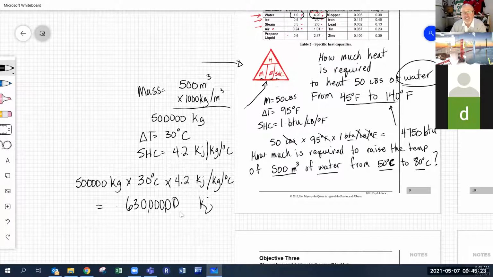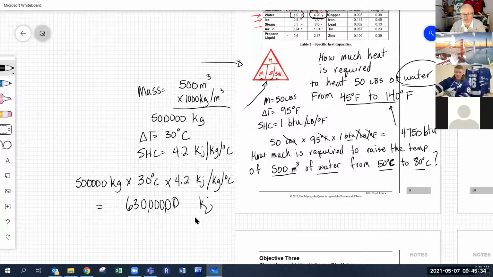No, well, this is the heat. I'm asking for how much heat. And the heat, when we're doing metric, is measured in kilojoules. Okay. Will we never have a question where it's in metric and then the final answer has to be imperial? Never, never. Yeah.